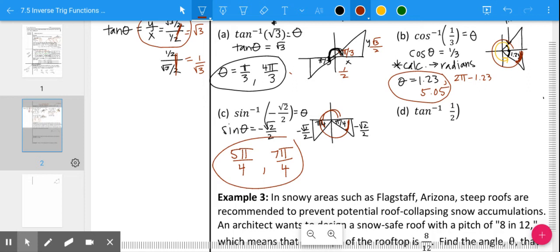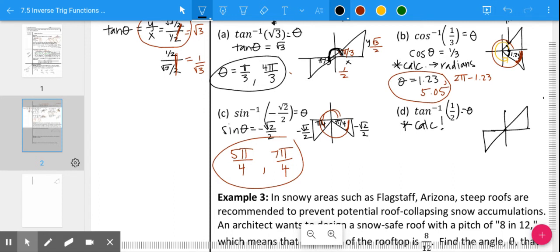One more problem for us. Tangent of the angle is equal to positive 1/2. Remember, tangent is positive in quadrant 1 and also quadrant 3. We are trying to find the angle that solves this. We want to find tangent of what angle is 1/2. Again, 1/2 is not a side ratio I know for tangent, so I have to use my calculator on this.